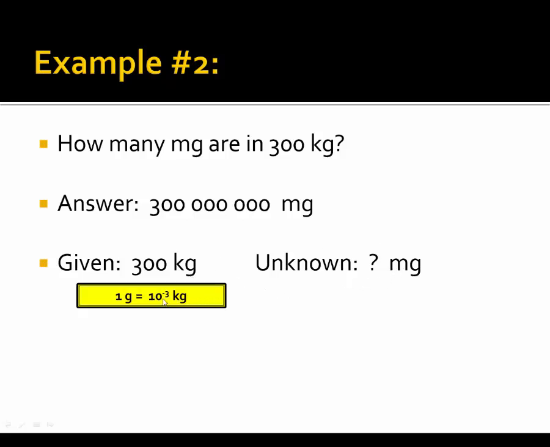So let's just write what we know. We know that 1 gram is equal to 10 to the negative third kilograms. In other words, 0.001 kilograms. We know that 1 gram is equal to 1,000 milligrams. Right, so how are we going to solve this? Well, like we said, here is our base unit, right?